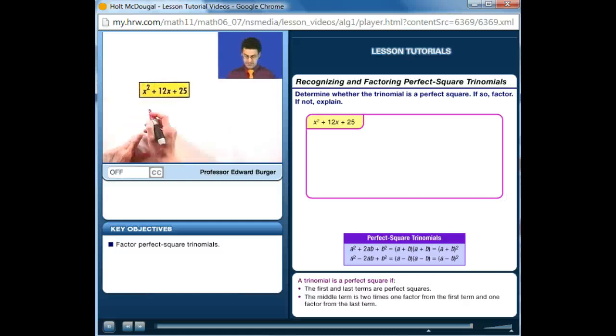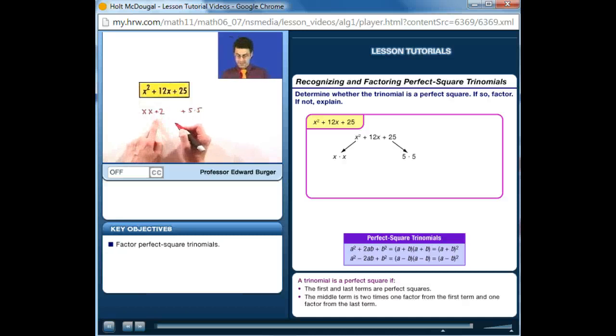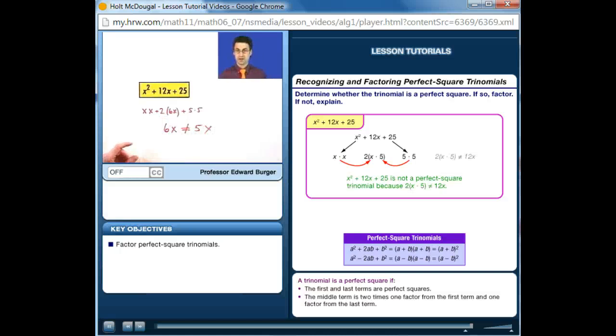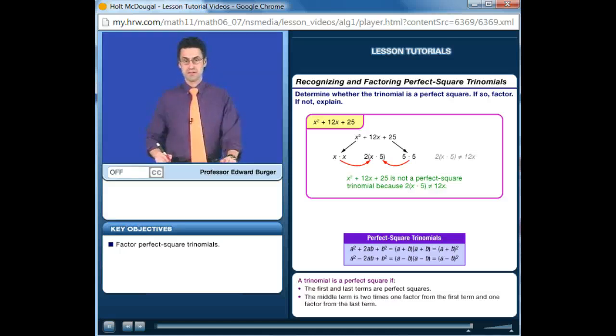Let's see if this is a perfect square. X times x. Here I see 5 times 5. The question is, do I see in the middle 2 times 5 times x? Well, no, I'm actually seeing 6 times x to get me to be 12. And 6x does not equal 5x, which is what we need to make this a perfect square. This is not a perfect square. Sadly, this is not a perfect square.